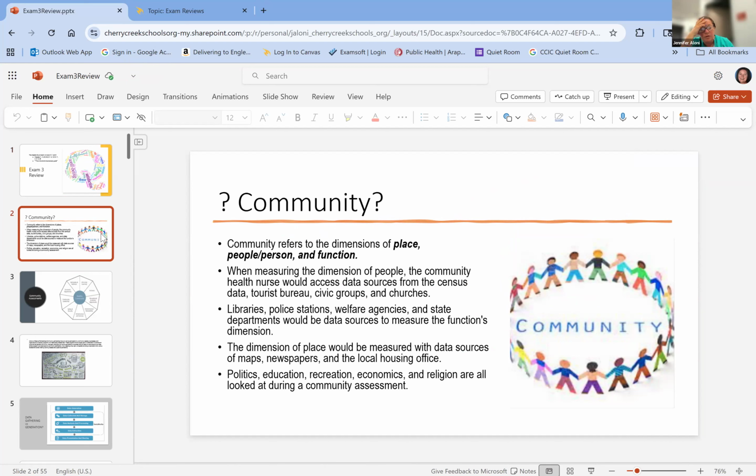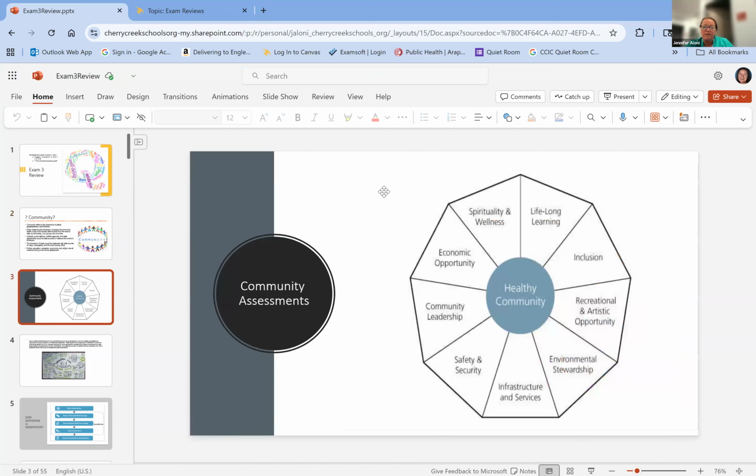The community health nurse would look at data sources like tourist bureau, civic groups, churches, libraries, police stations, welfare agency, and state departments would be data sources to measure the function. The dimension of the place would be measured with data sources. We look at things like politics, education, recreation, economics, and religion during a community assessment. Okay. So these are all the different areas we look at: spirituality, economics, community, safety and security, all those kinds of things.